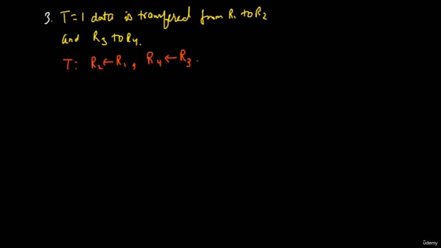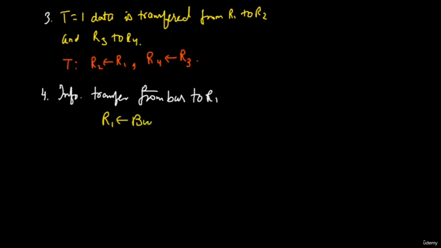Now let's get into a few more deeper commands that we can have here. So the fourth thing that we have is information transfer from bus to R1. Well, if you do not know what the bus is, I'm going to explain that, and if you know that, you just got it. So this is the bus.